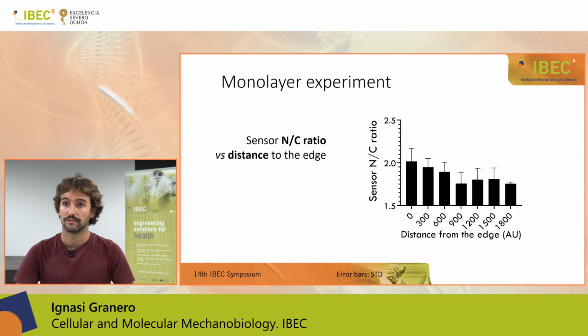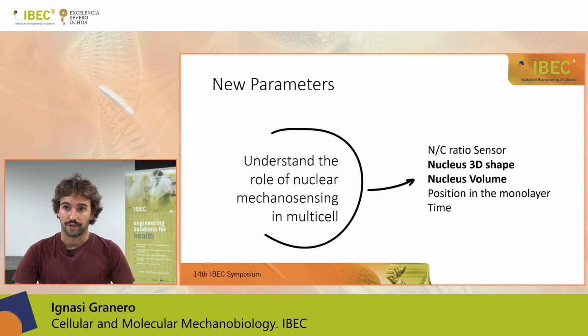When we got the data, we plotted the nuclear to cytoplasmic ratio versus the distance to the edge. As you can see here, there's a clear decrease in nuclear to cytoplasmic ratio with the distance from the edge. This is a very interesting result. However, this was done in a single confocal plane. So now, to get more data and understand what's happening here, we are measuring new parameters.